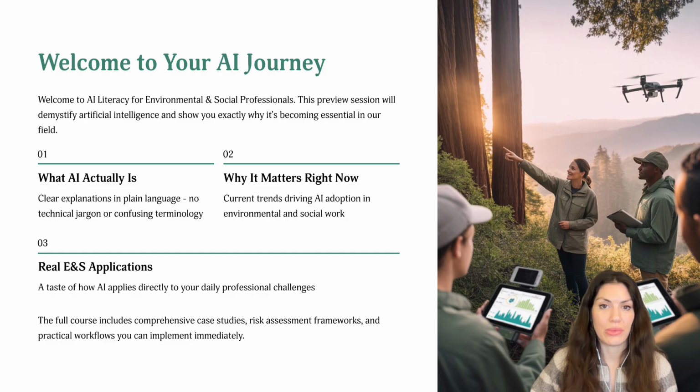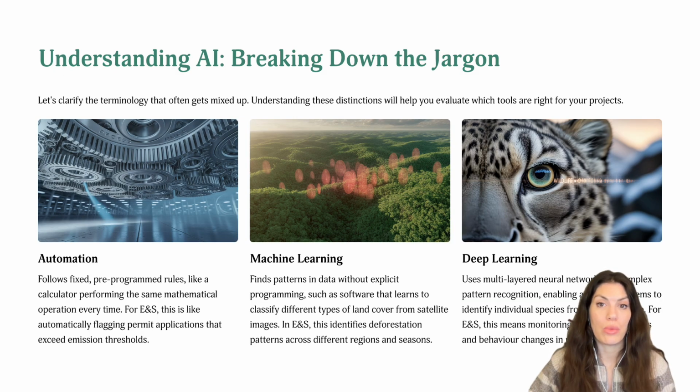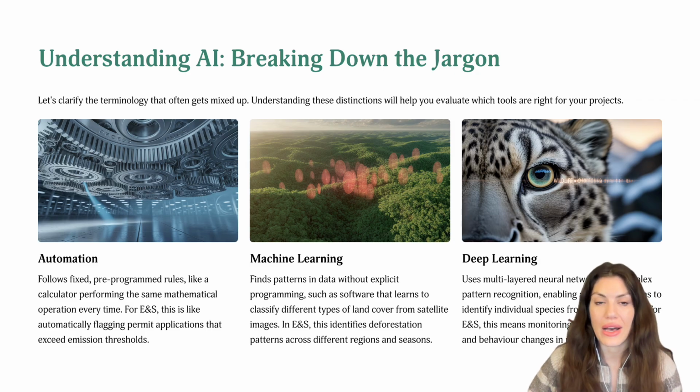Let's clarify the terminology that often gets mixed up when we talk about AI. Understanding these distinctions will help you evaluate which tool is right for you or your projects. You can break down AI into three main concepts: automation, machine learning, and deep learning.